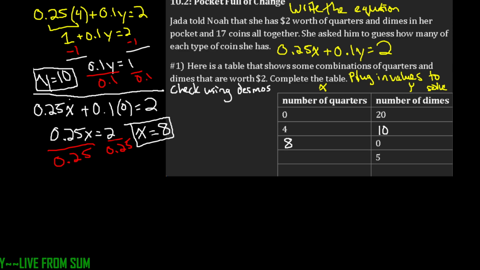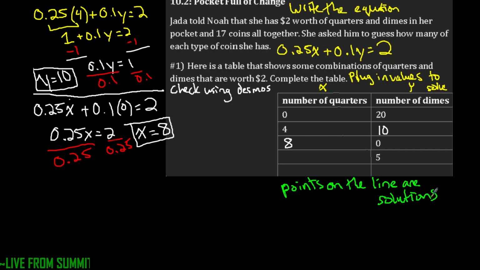So let me write that somewhere as well. So let me say points on the line are solutions. That just means it works out for that ordered pair.